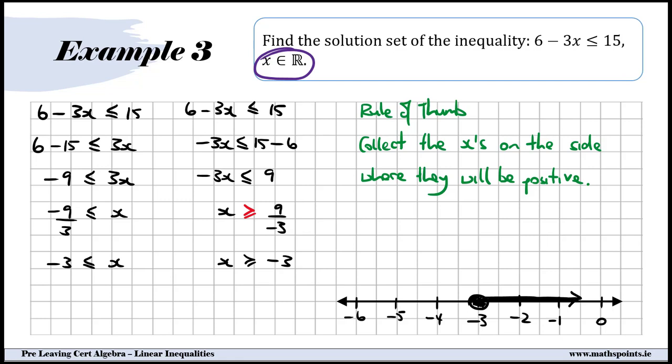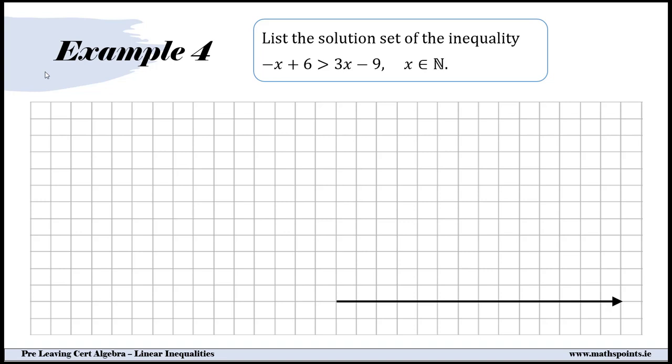So example 4 gives us another chance to look at this idea of collecting the x terms on the side where they'll be positive. So -x + 6 > 3x - 9. I'm going to collect the x terms on the right hand side and the number terms on the left hand side. So on the left hand side I have a 6, and then to remove the -9 from the right hand side I'm going to add a 9 to both sides.